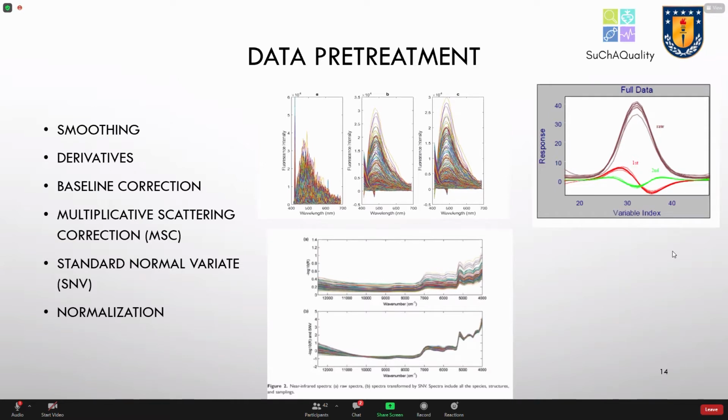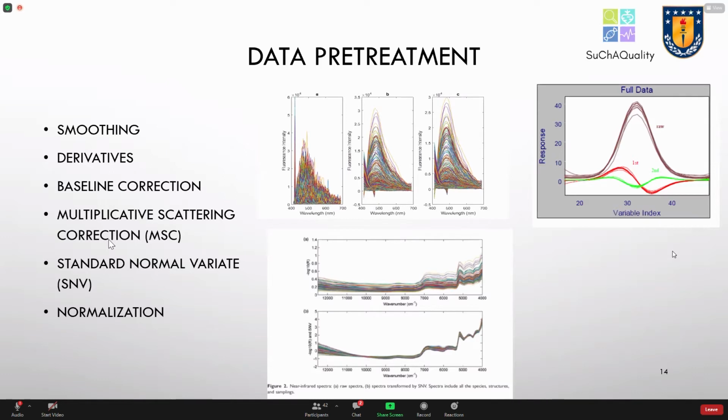In the case of, for example, the second derivative, if we have a strong band like here, we will then have a valley in place of the top. So derivatives increase noise. So we have to maintain an equilibrium between the use of derivatives, in order to avoid the noise, but with a good result to separate overlapped bands or peaks.